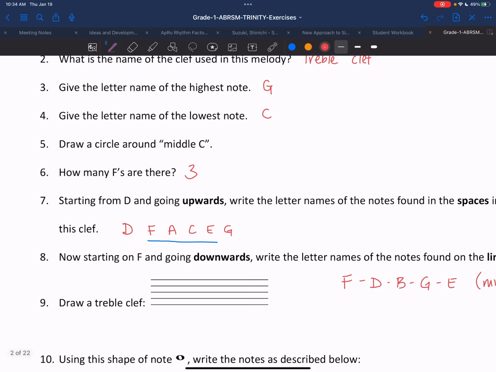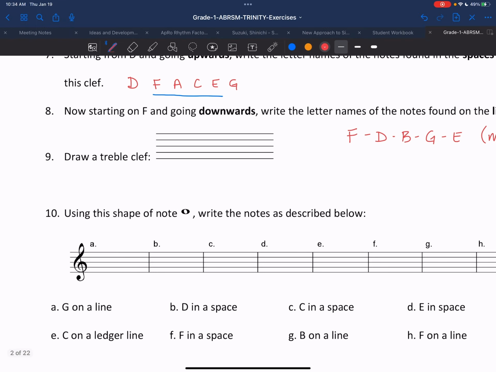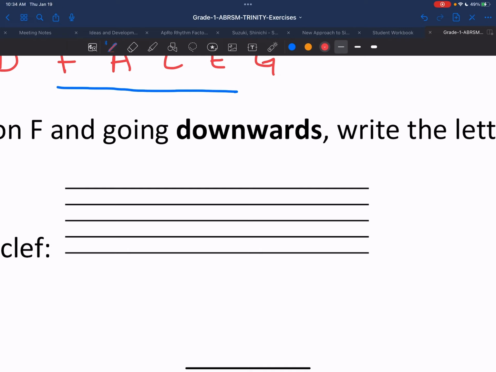The next question says, draw a treble clef. To draw the treble clef, we're going to start with our pencils on the line for G, and we go up and touch above, we go down and touch below, we go up and through. One more time, we would touch G, and we go up to touch above, down to touch below, up and through. So your treble clef should look something like this. Or with a thinner pencil.